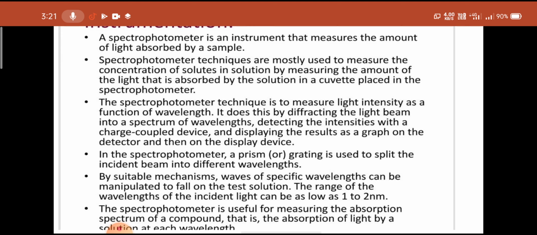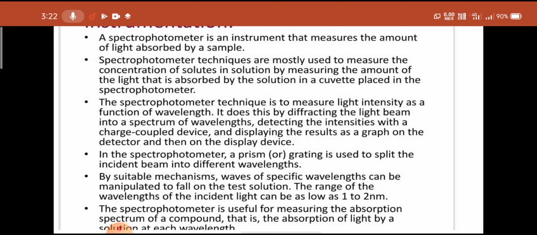In the spectrophotometer, a prism or grating is used to split the incident beam into different wavelengths. By suitable mechanisms, waves of specific wavelengths can be manipulated to fall on the test solution. The range of the wavelengths of the incident light can be as low as 1 to 2 nanometers.